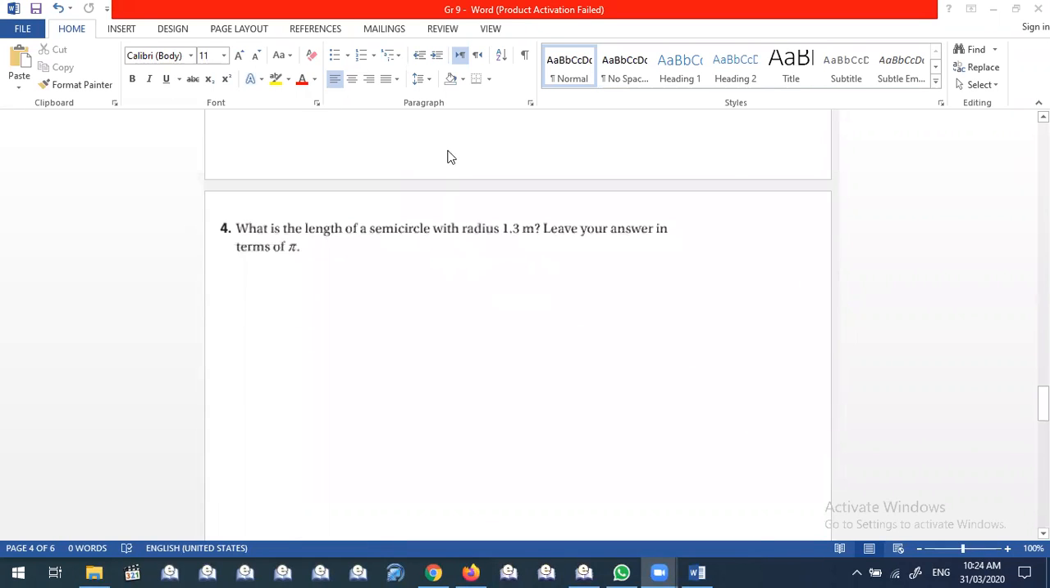What is the length of a semicircle with radius 1.3? Leave your answer in terms of pi. I will keep it in terms of pi, no problem. What is the length of the semicircle? The measure of the semicircle arc equals 180. Yes, it's a semicircle. And here we have r equals 1.3.